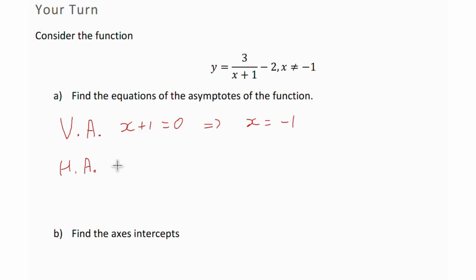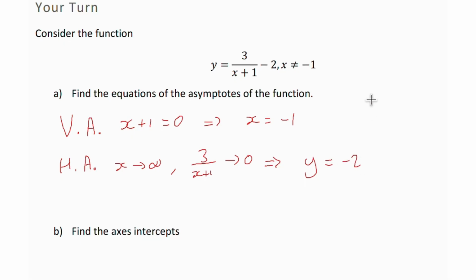The horizontal asymptote is what happens as x tends to infinity. As x tends to infinity, 3 over x plus 1 tends to 0. This gets smaller and smaller and smaller, which means the whole thing gets closer and closer to negative 2. So our horizontal asymptote is y is equal to negative 2.